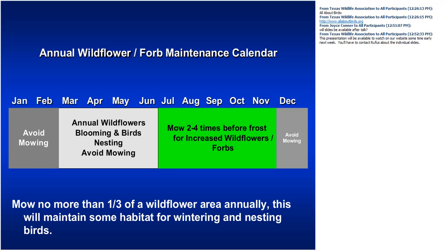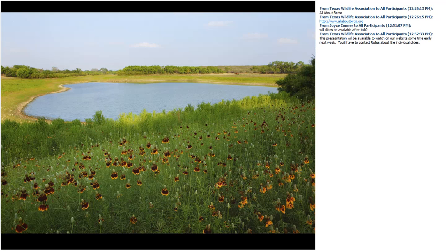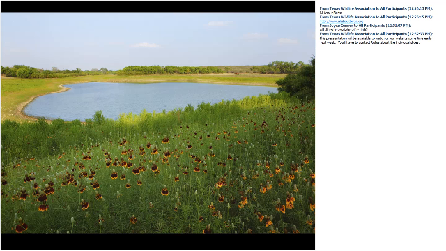So let me talk a little bit about water. We're going to wrap up here. I'm going to go through a couple things real quick. Water sources, and let me back up. There's natural sources, but there are also things like tanks and ponds as a supplemental way, and we may have water troughs. We're going to talk a little bit about guzzlers. And so we might have a tank or a pond and managing that. One of the things to think about is, in the previous slide, you can see the pretty bare shore.